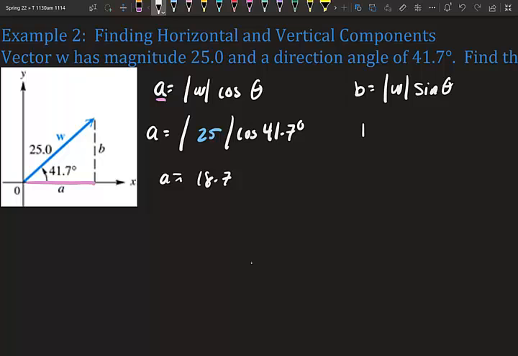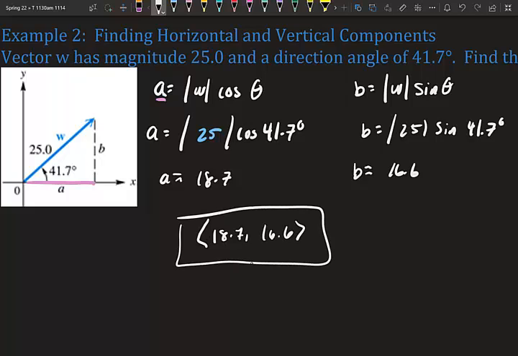Now for b, it's the same thing. We have the absolute value of the force times sine 41.7, and we get b is approximately 16.6. So our <a, b> is <18.7, 16.6>. That's our horizontal and vertical components.